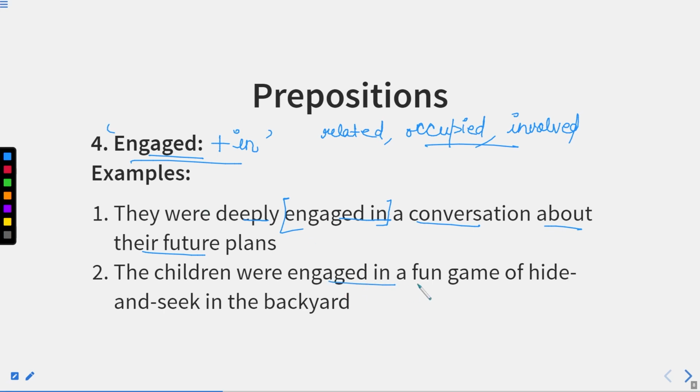The children were engaged in a fun game of hide and seek in the backyard. It means they were just busy playing that particular game. So they were engaged in. It means when you are related to something and you are not doing any other thing. So you are just stuck with one thing, or you are just involved with one thing. So there we use the word engaged. Now, engagement is a noun which is used for the verb engaged, or engaged can be used as a past participle as well. Now let us move to the next one.